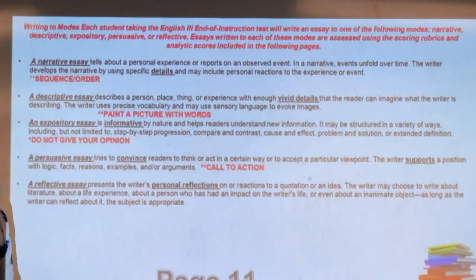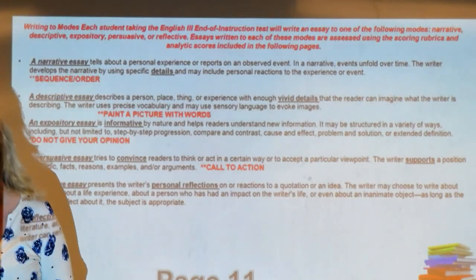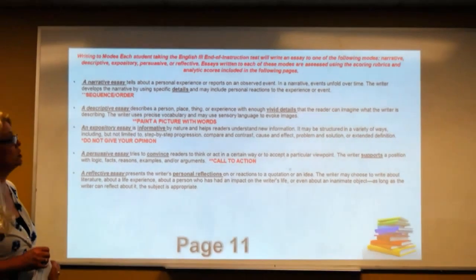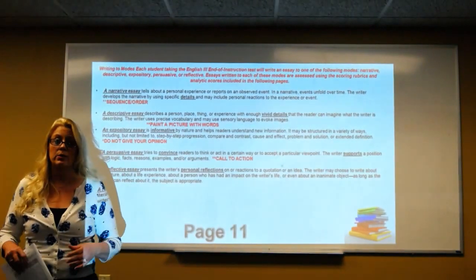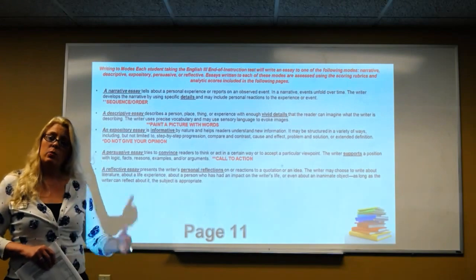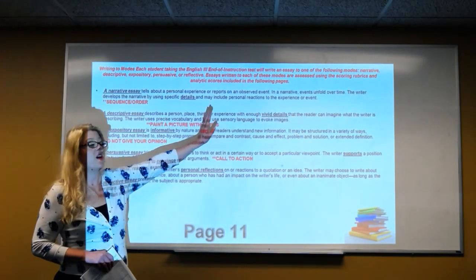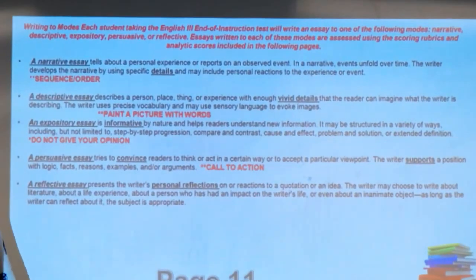Please underline the words, a descriptive essay. A descriptive essay is describing something, a person, a place, or a thing, or even an experience. And it gives vivid details. And it makes the person who's reading it imagine what the writer is describing. So the most important words in this sentence are vivid details. Please circle the words vivid details.